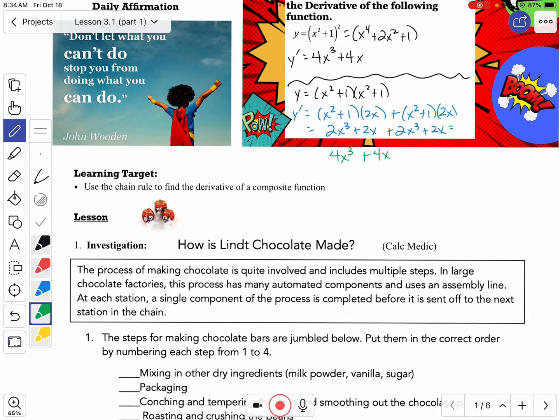So we're going to use the chain rule to find the derivative of a composite function. So we're talking about Lindt chocolate today. Do y'all know what they make the truffles?